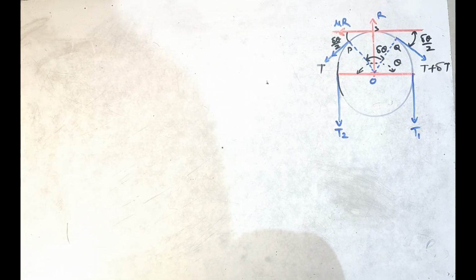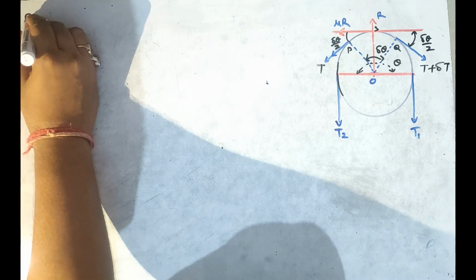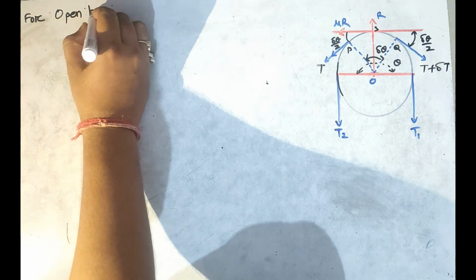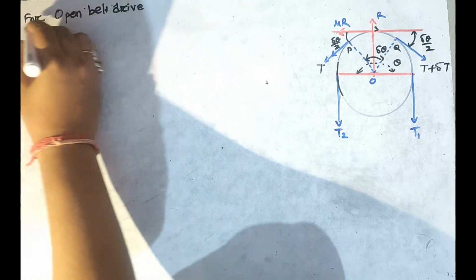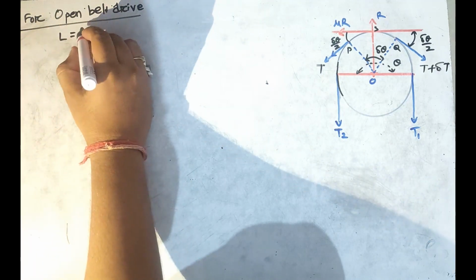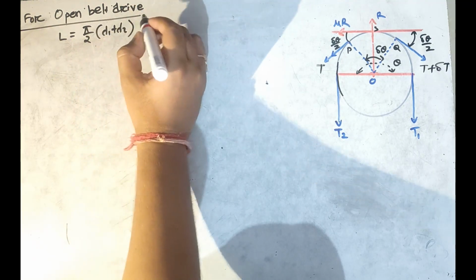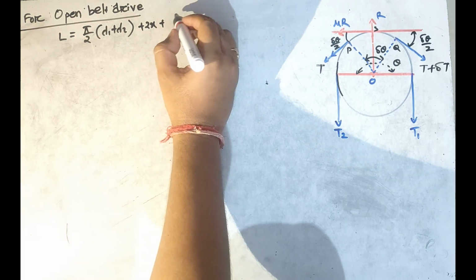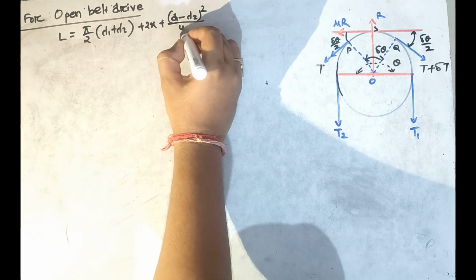So what we have discussed in open belt drive, the length of the belt will be equal to pi by 2 times (d1 plus d2), plus 2x, where x is the center distance, plus (d1 minus d2) whole square divided by 4x.